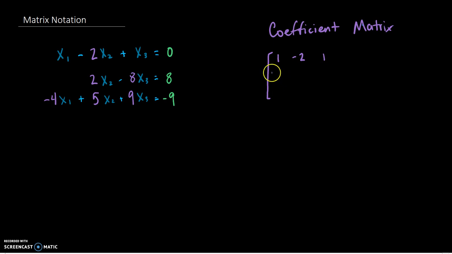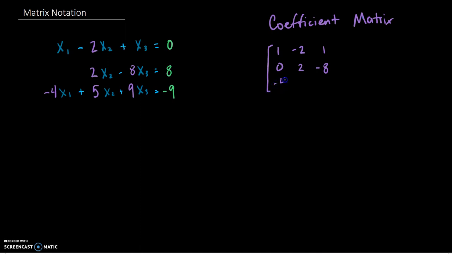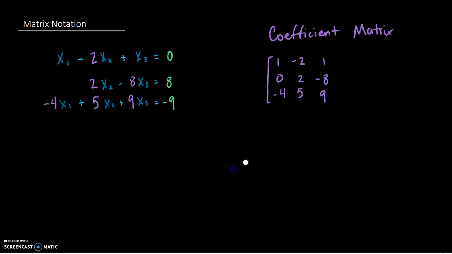Next we have no x1 in our second equation, and that's because we just have a 0 coefficient. I spoke to that a little bit in one of the beginning videos. If you don't see any variable in one of your equations in your total system, that just means there's a 0 coefficient in front of it. Next we have 2x2, and we have negative 8x3. Lastly, we have negative 4x1 and 5x2 and 9x3.